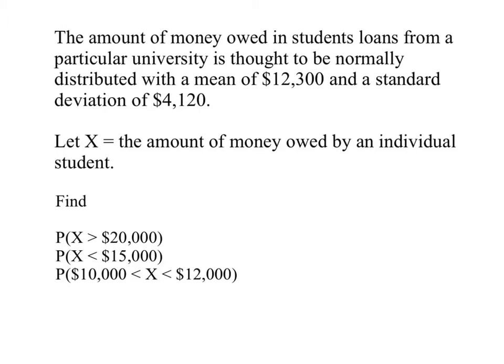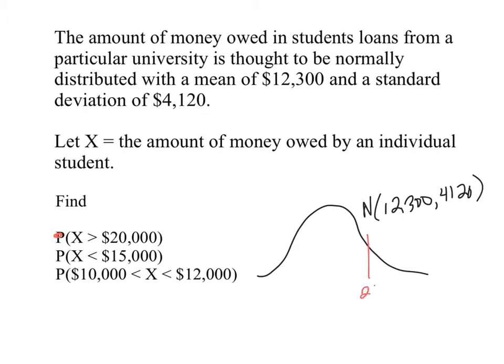So here's my normal curve. It's normal. Mean is 12,300. Standard deviation is 4,120. Okay, so let's start with the black, or the probability that X is greater than 20,000. We'll do this one in red. Okay, so here at 20,000 and greater, so we'll shade that up.